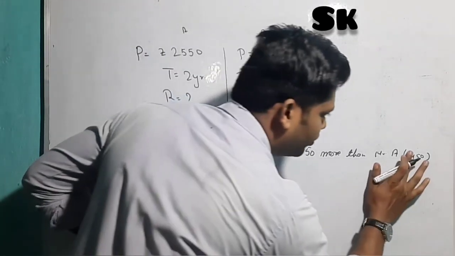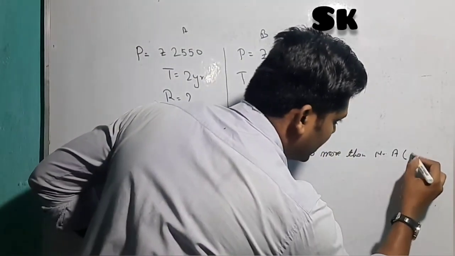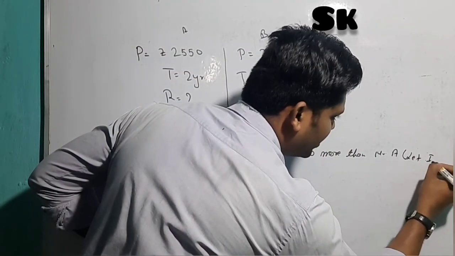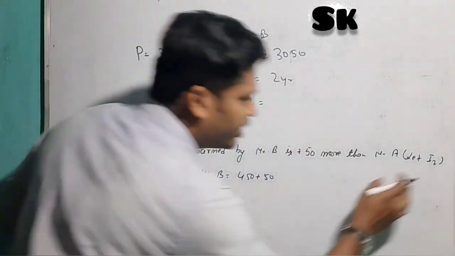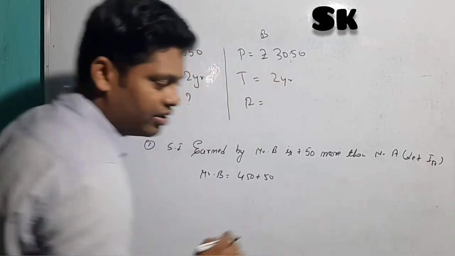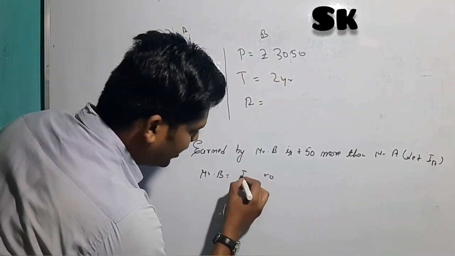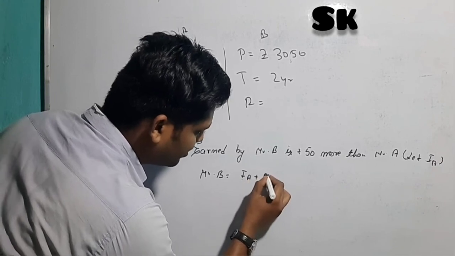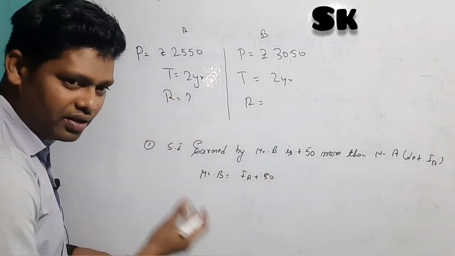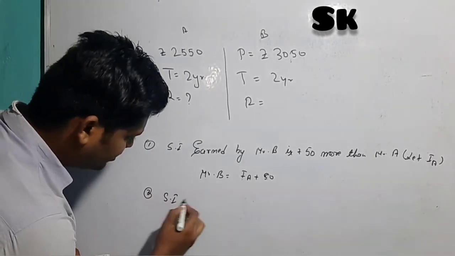For example, if they didn't give you the interest of Mr. B, what will you assume? Let the interest of Mr. A be IA. So the interest of Mr. B will be IA plus 50, instead of 500, 450. Clear?